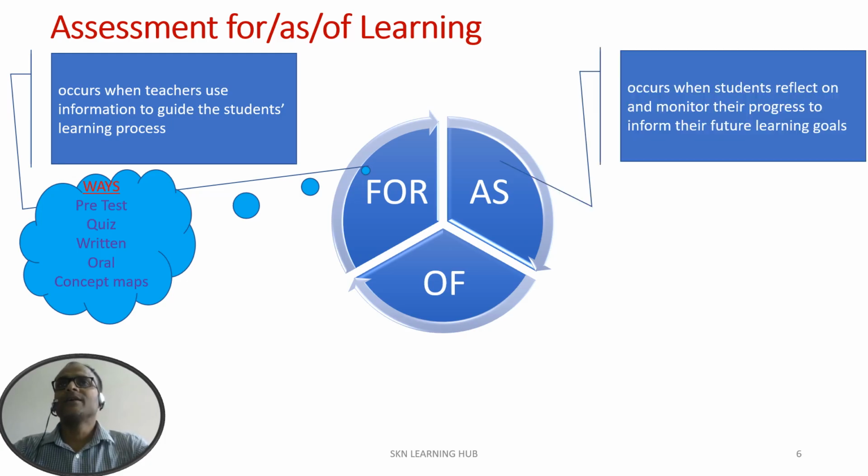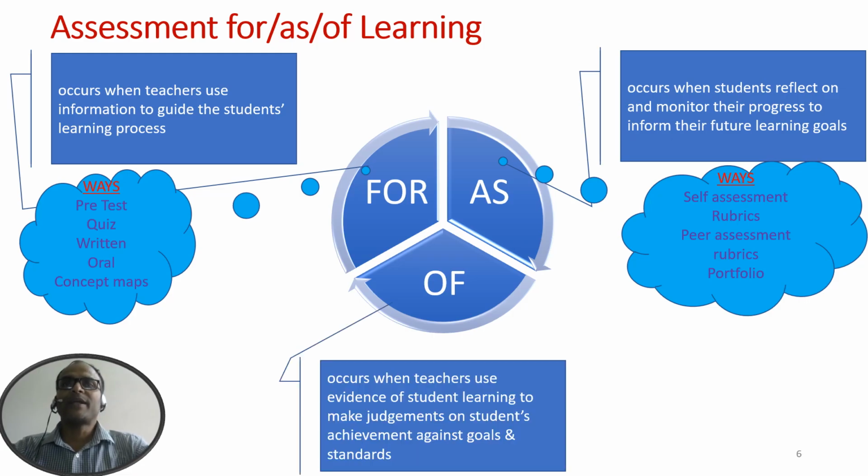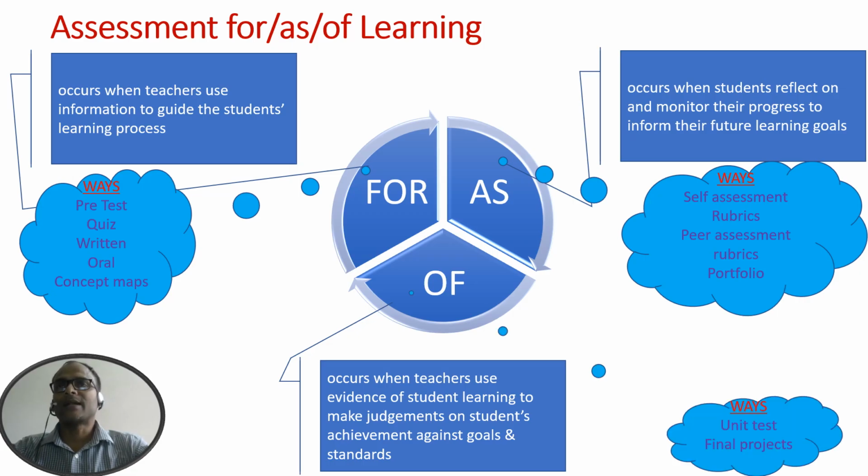Assessment as learning occurs when students reflect on and monitor their progress to inform their future learning goals. Self-assessment rubrics, peer assessment rubrics, portfolio are a few of the examples for assessment as learning. Assessment of learning occurs when teachers use evidence of student learning to make judgments on students' achievement against goals and standards. Unit test, final projects are a few of the examples for assessment of learning.